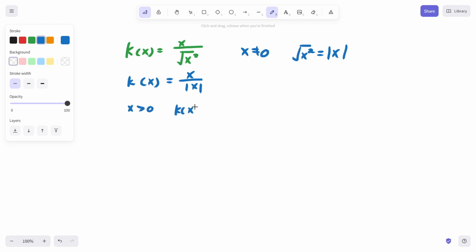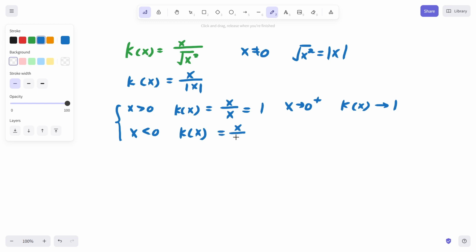First, if x is greater than 0, in other words, approaching 0 from the right, the absolute value of x is just x. So the function becomes x divided by x, which is 1. Now for the second case, when x is less than 0, approaching 0 from the left, the absolute value of x becomes negative x. So now we have x divided by negative x, which simplifies to negative 1.